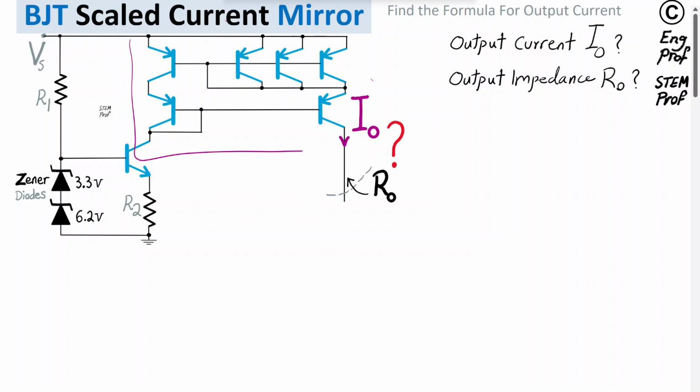The circuit mirrors the current and scales it using the combination of these PNP BJT transistors, and then at the output we have an output current I out as shown. We want to find the formula for that output current, an accurate formula practically speaking, and also the output impedance R out as observed from the collector of the PNP transistor that is shown here at the output of the circuit.